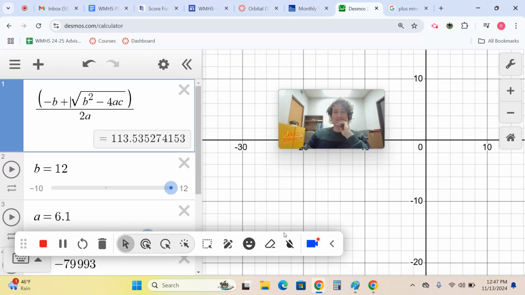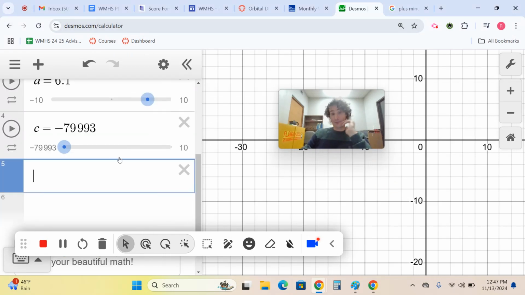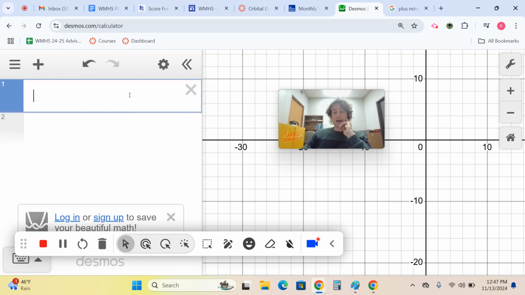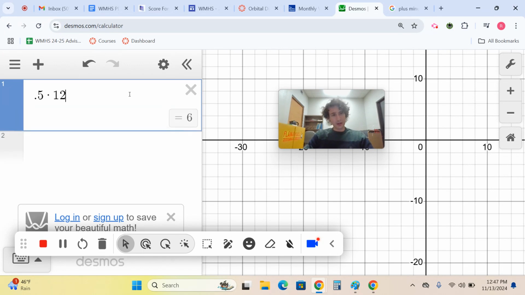We go back to Desmos, and let's make the graph. Just to prove a point to you, the quadratic formula is great, but you could always graph this and be clever. Here's my function: 0.5 times a, which we said was 12.2, so we still have the half, times, what was it, 113.535, I think? It's going to be close.